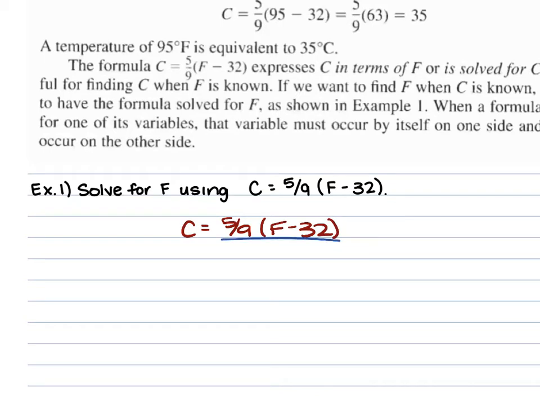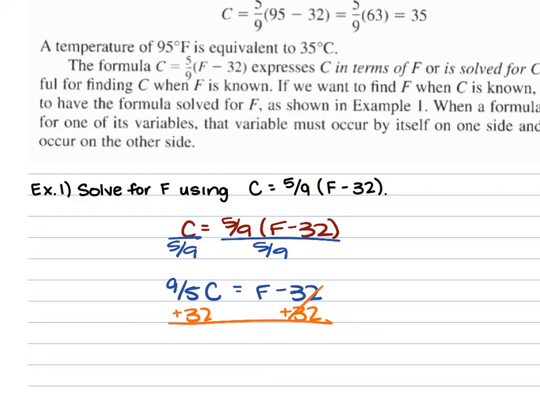I'm going to start by dividing each side by that 5/9. When I divide that C by 5/9, I'm multiplying by the reciprocal. So it's just going to be 9/5 C is equal to F minus 32. I move that 32 over by adding it to both sides, and we have F is equal to 9/5 C plus 32.